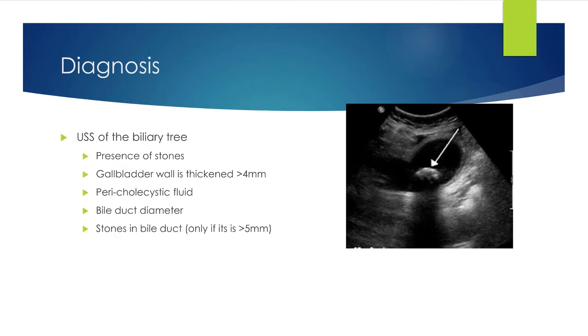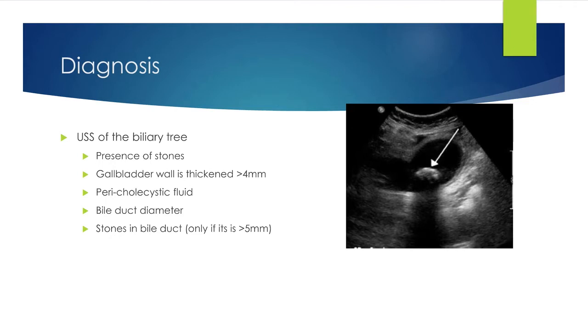Now, when we do an ultrasound scan, there are 5 notes that I want you to know as essential points to be reported and observed on the ultrasound scan. Number 1, we need to confirm the presence of stones. We need to look at the thickness of the gallbladder wall. If it is 4 millimeters or more, it's considered a thickened wall and would be suggestive of acute cholecystitis.